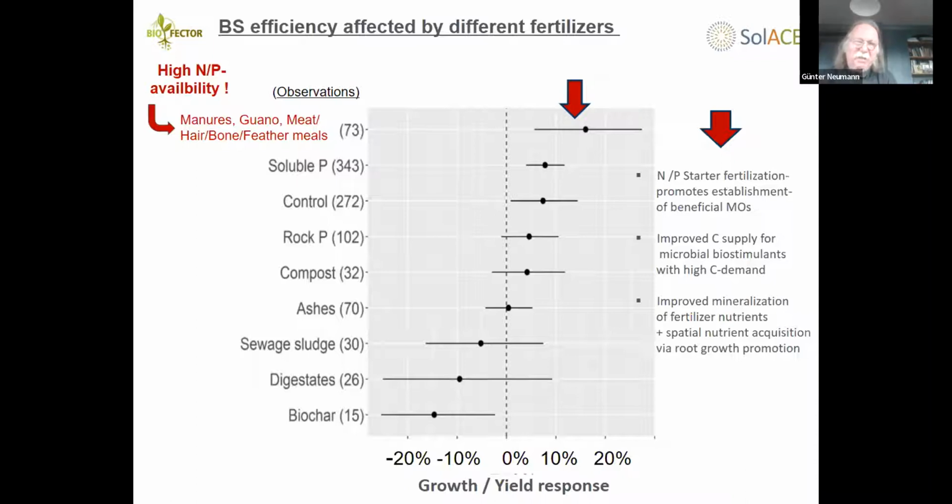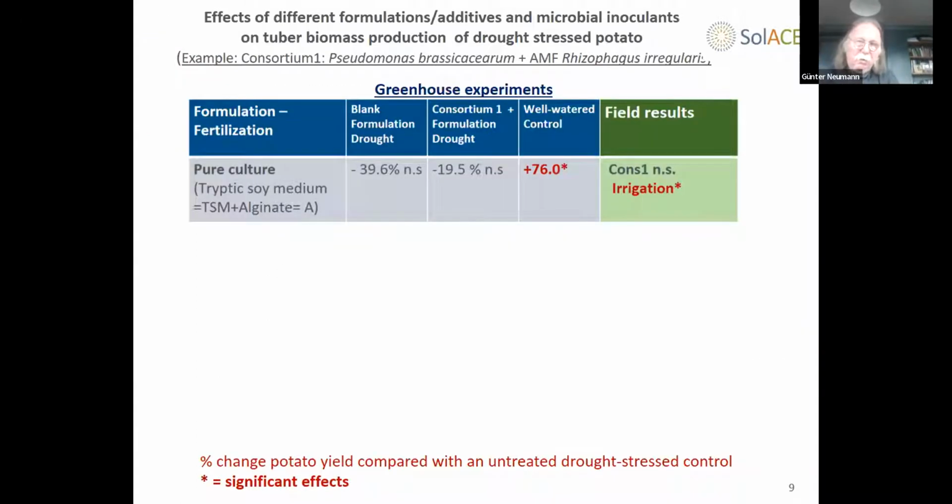And the mini-gran formulation, which was already mentioned in the previous talks, which was the final formulation tested in SolACE, was a fertilizer formulation going into this category, despite the fact that the fertilizer components were not of animal origin, they were mainly of plant origin. But they all had also a high nitrogen and nutrient availability. So now coming to the results of SolACE and an example of the overview on the potato results.